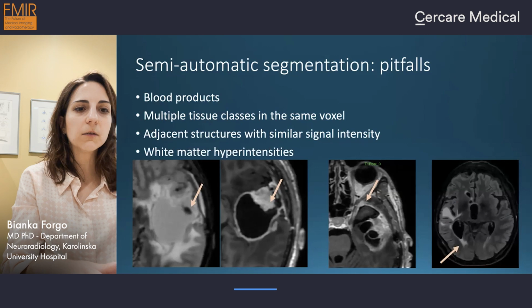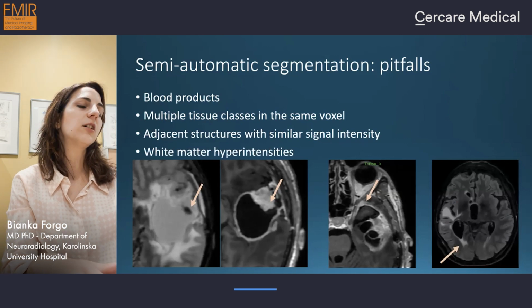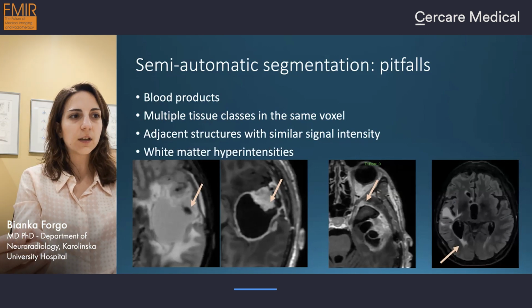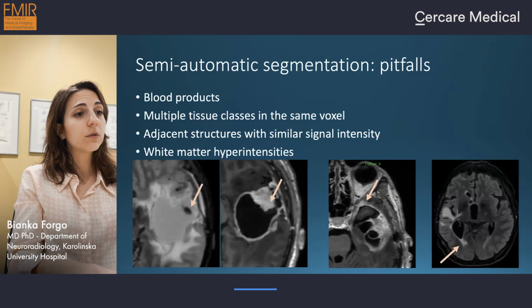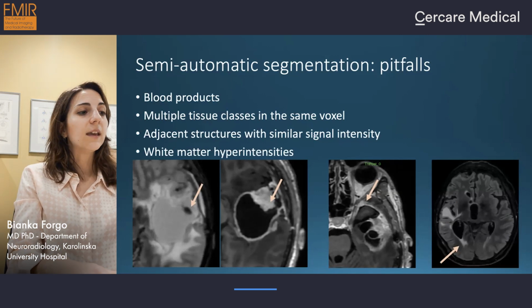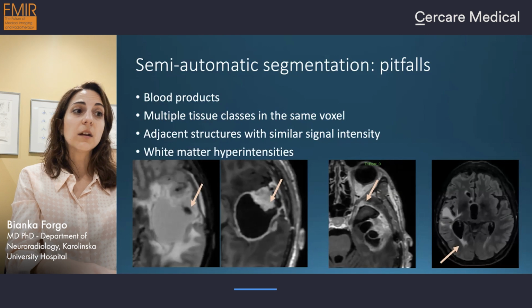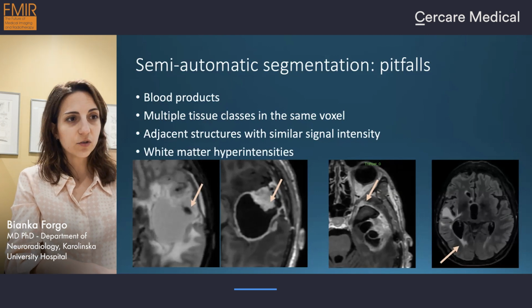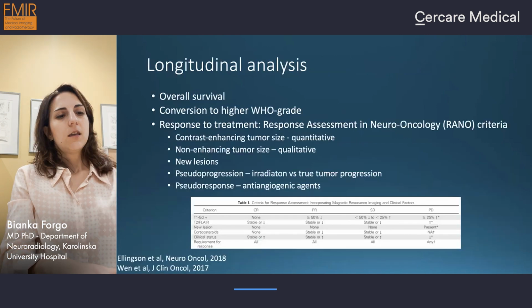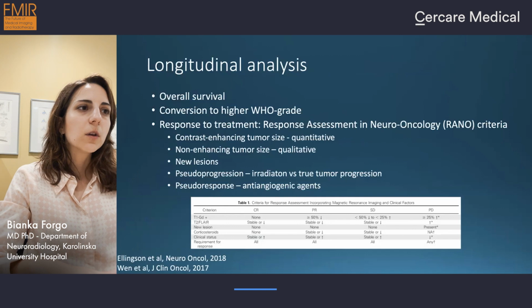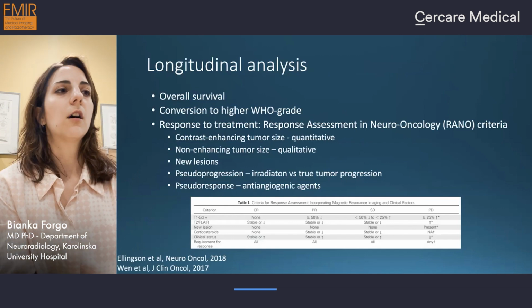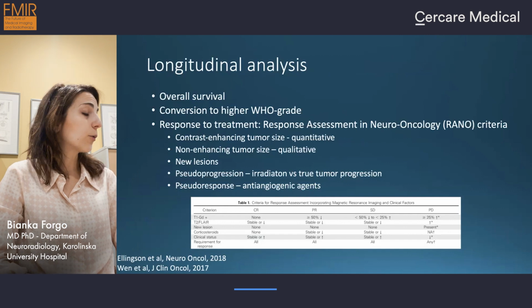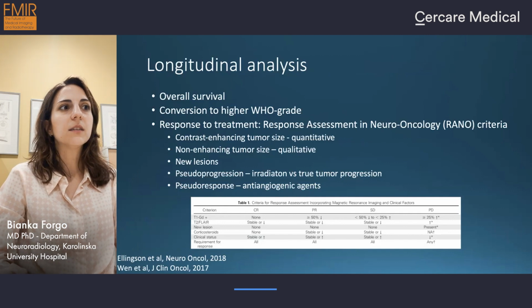And finally, we can have other pathologies that appear similar to the given tissue class. For example, white matter hyperintensities are typical examples of this. So they can appear as the peritumoral edema or non-enhancing tumor. And now we're going to talk about the longitudinal analysis pipeline, which is also a work in progress, but it's also something that we have been working on with Sercare Medical.